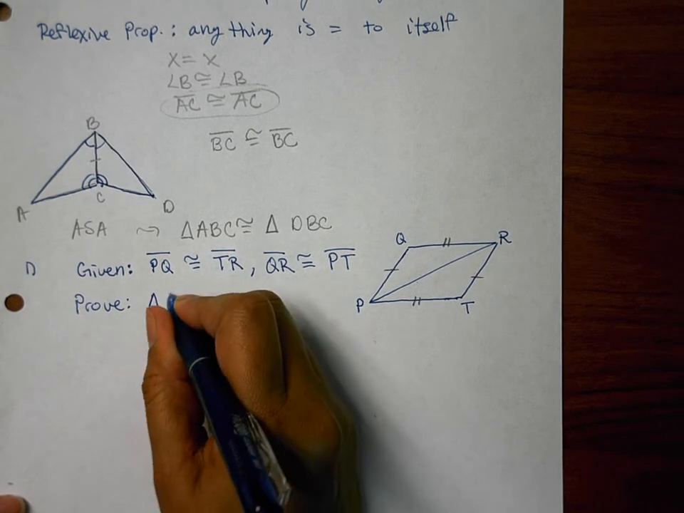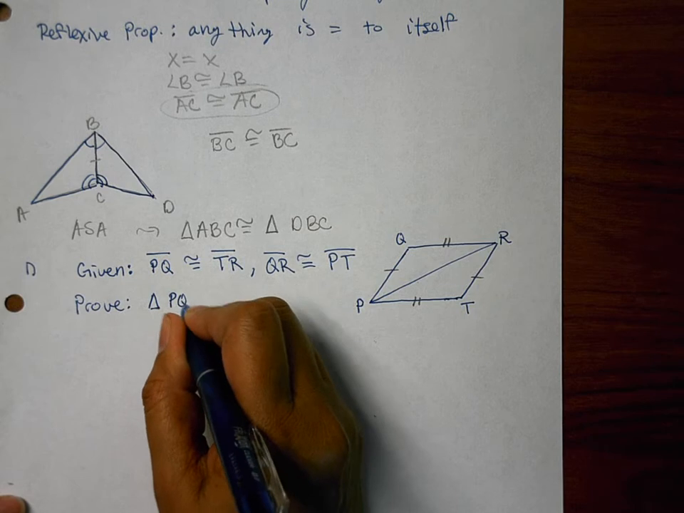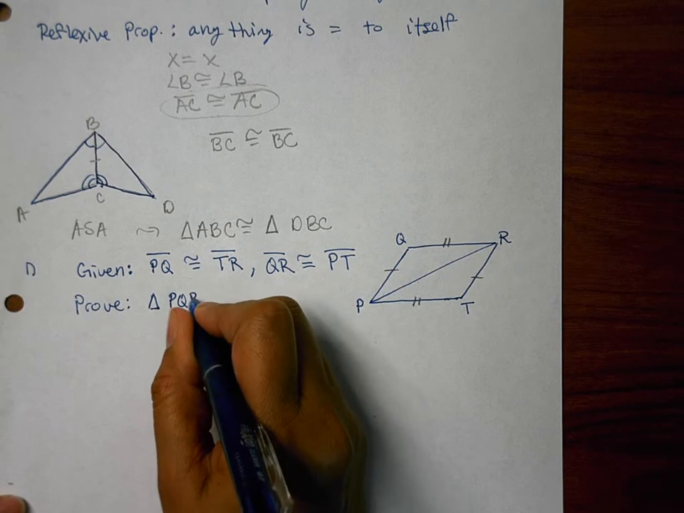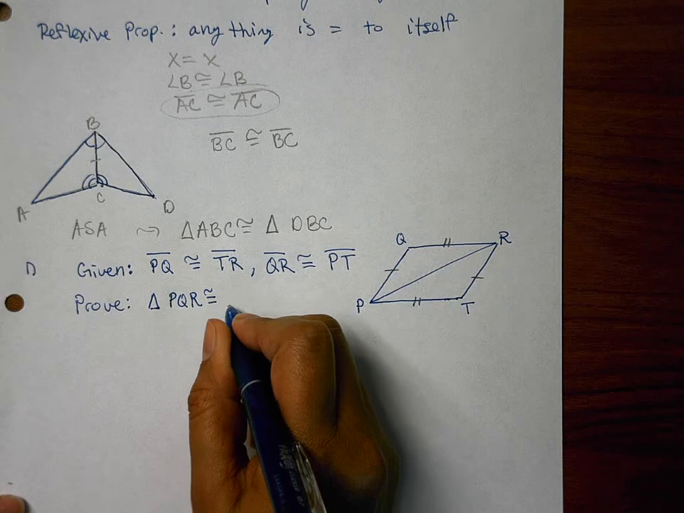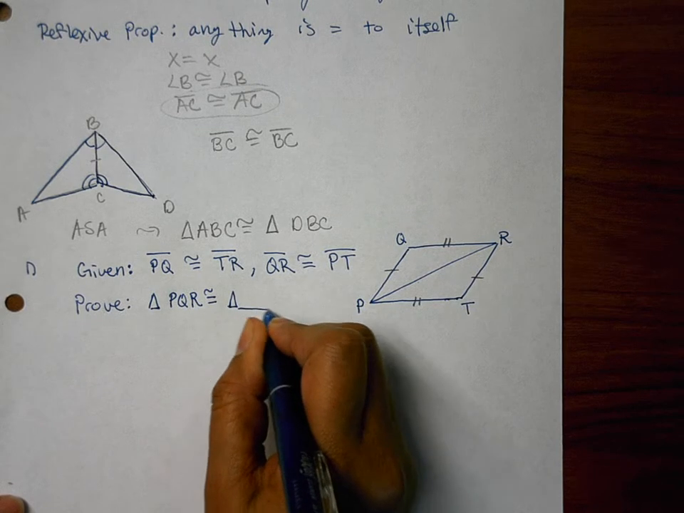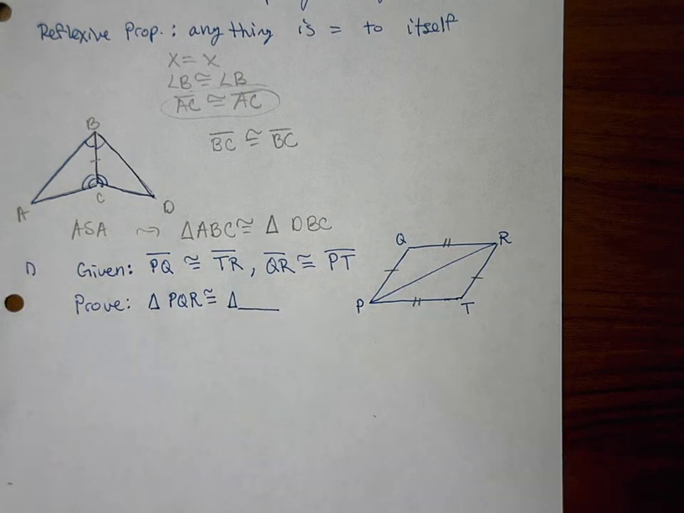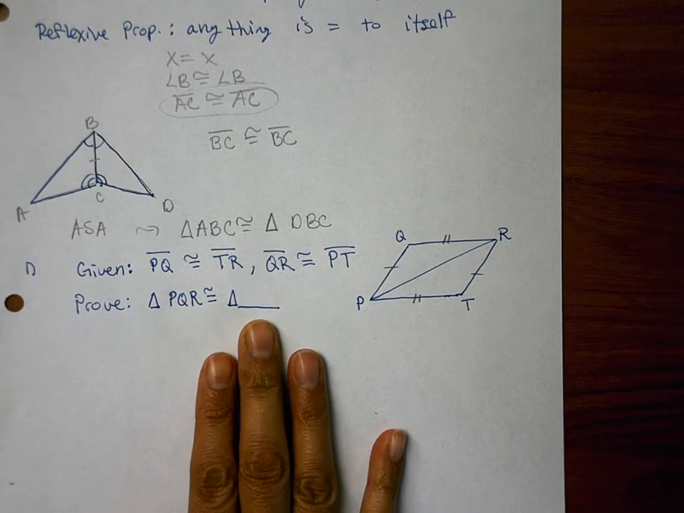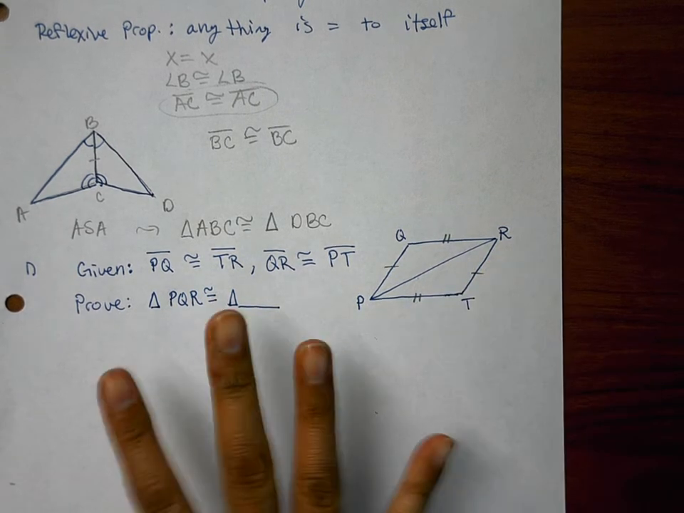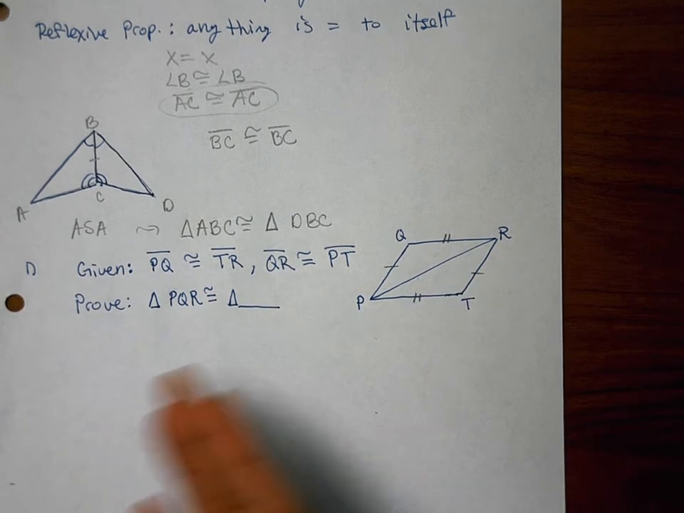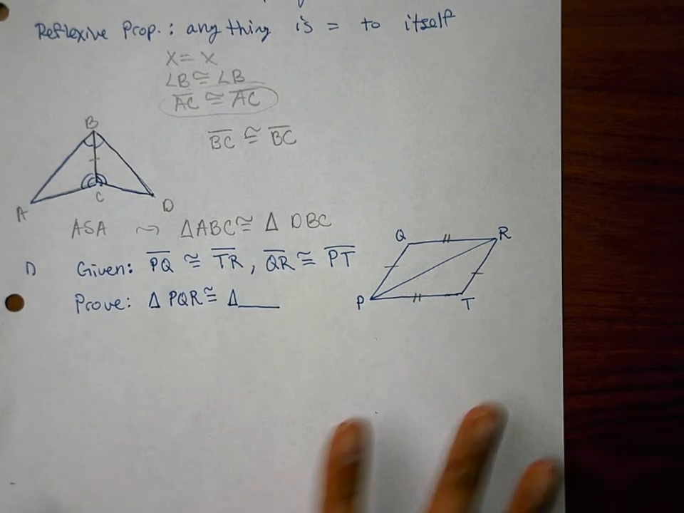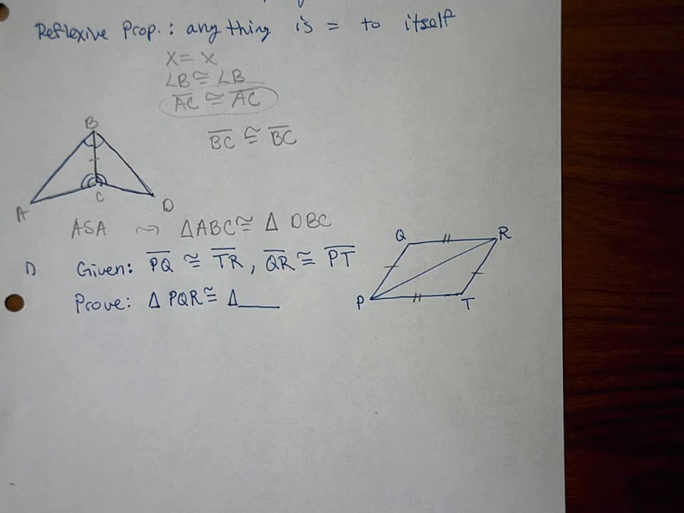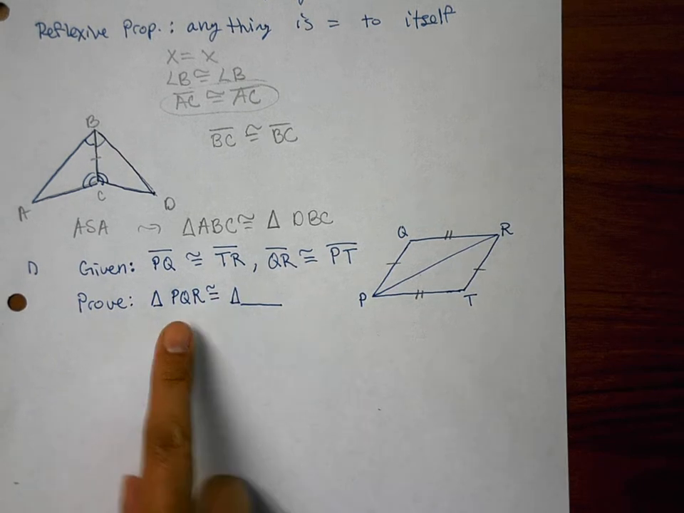I'm going to try to prove that triangle PQR is congruent to triangle blank. Now, I don't know what triangle I'm trying to prove it. This is how it's going to be on your worksheet. They're going to be giving you some blanks here and there. So, right now we may not have enough markings.